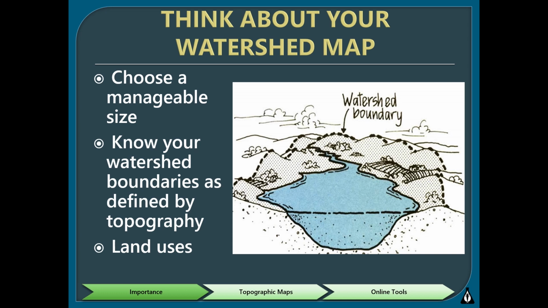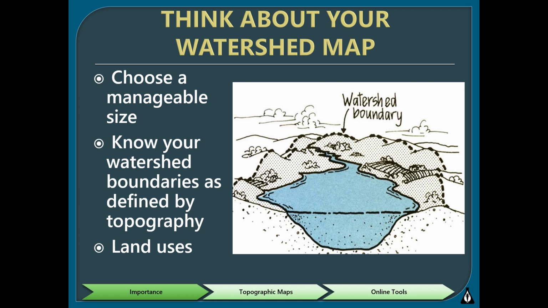So mapping your watershed has a lot of benefits that come with it. You can use it to identify different sources of pollution that could be in the watershed, also to help figure out where you want to monitor, and it's going to have a lot of educational value whenever you're talking to your friends and other decision makers in the community to help you make informed decisions about what's going on inside your watershed. You're going to want to select a manageable size.